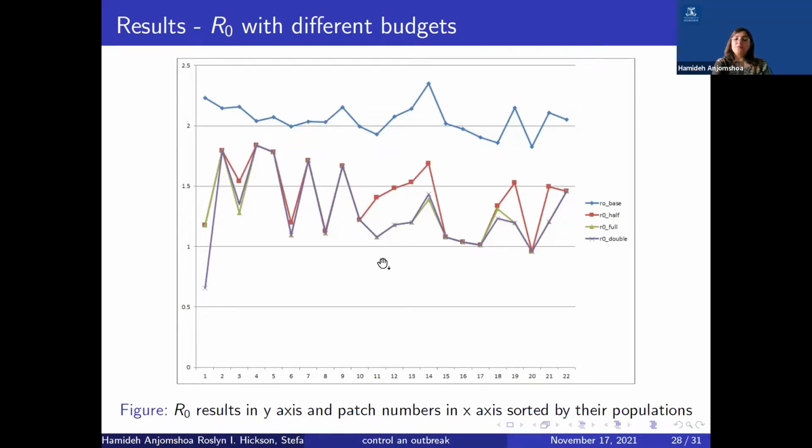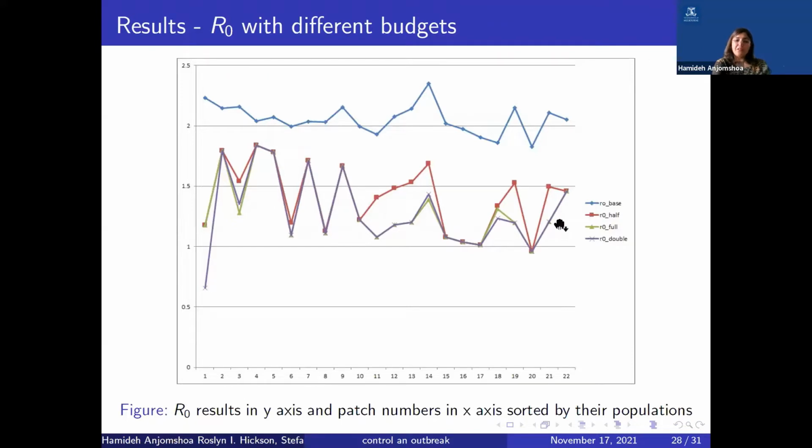The horizontal line is the number of patches, and the vertical line shows the R0. The blue line shows the basic R0 that we had without any intervention. That's the default. The red one shows what the map will look like, how R0 will look in each patch, if we halve the budget. The green one shows the R0 with the current budget, and the purple shows when we double the budget.